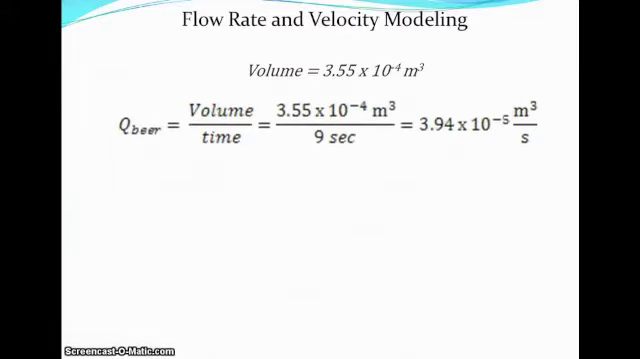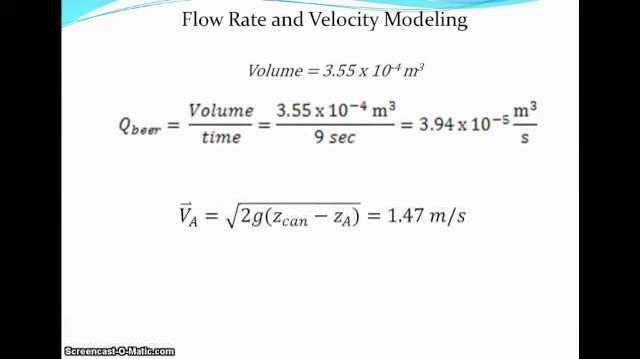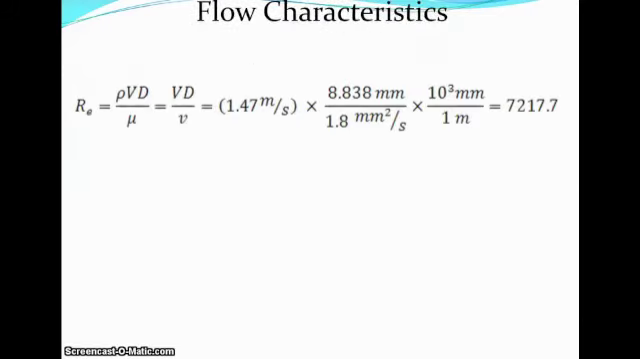By comparing the volume of the beer discharged to the time it took to discharge, we can approximate an average flow rate out of the system. We can also find the velocity of the exiting beer by applying Bernoulli's equation. We found a value of kinematic viscosity online. With these values, we can calculate a Reynolds number and describe the type of flow.